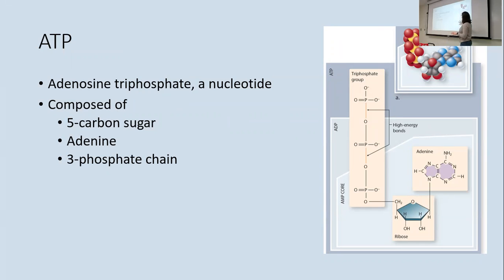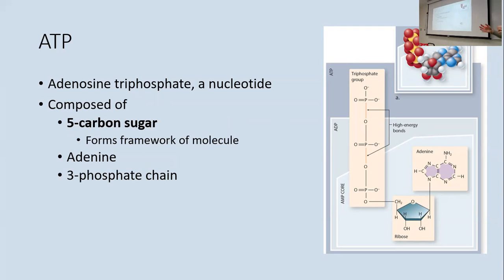So we've got a 5-carbon sugar, a little ribose, attached to an adenine. And then we've got this 3-phosphate chain. Phosphate is just phosphorus surrounded by oxygen. So we've got these 3 phosphates all chained together. The sugar just forms the framework, the backbone that the other pieces are attached to.